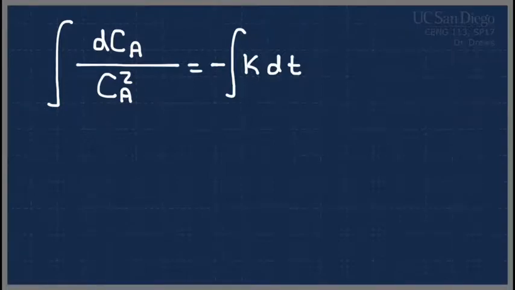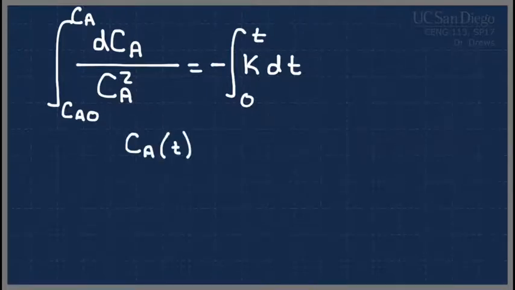If you want to integrate that and see what all the limits are, remember the limits for time go from 0 to t, and the limits for CA go from CA naught up to CA. So if I want the expression for that, I can get CA as a function of time will be equal to 1 plus Kt to the minus 1. This is another place where I always check my units, right?